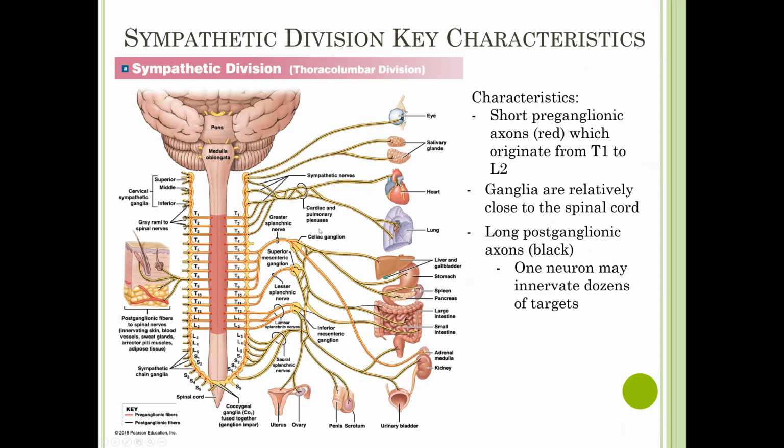Because they go out so far and they're long, they have a chance to branch. So one of these postganglionic neurons may innervate dozens of targets. Just for example, if you pick this little black ganglionic neuron right here and you look at its axon, you can see that it can branch and go off into multiple directions and innervate multiple targets.